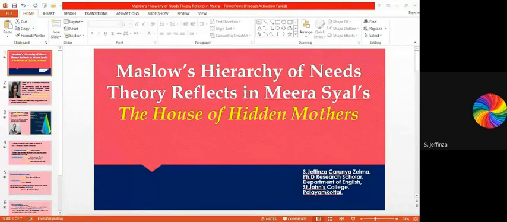Thus, we can see the hard work which leads to achievement and attains reward through Shyama and Tara, as well as Sita, who has obtained property also. Maslow has indicated that the need for respect or reputation is the most important need for children and adolescents and provides real self-esteem or dignity. Thus, we can analyze Maslow's hierarchy of needs theory through Mira Sial's The House of Hidden Mothers. Thank you.